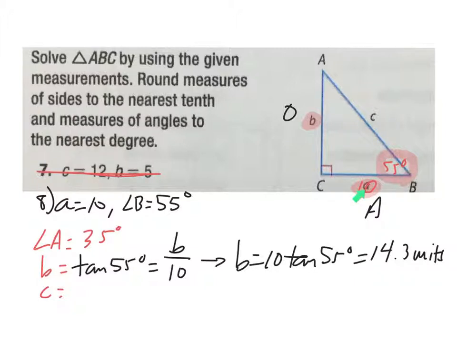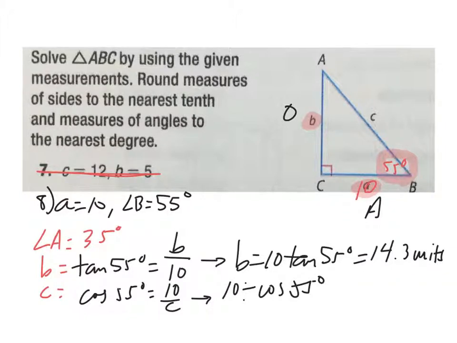Okay, 10 over C. In a situation like that, I would have cosine of 55 degrees equals 10 over C. And since C's on the bottom, I'm going to have to divide. So this is 10 divided by cosine 55 equals C, which, anybody want to tell me what that is? 17.4 units. Okay, so there are the first two.